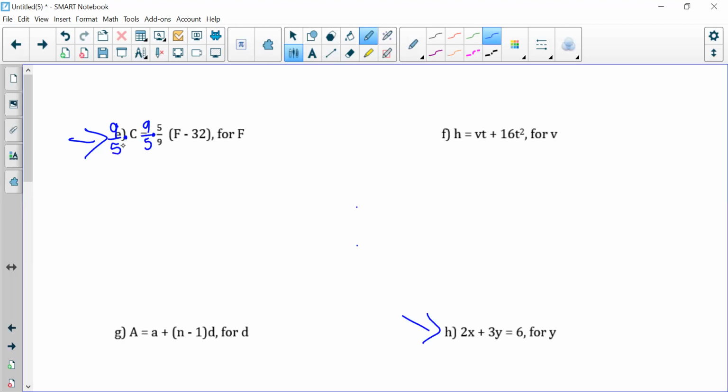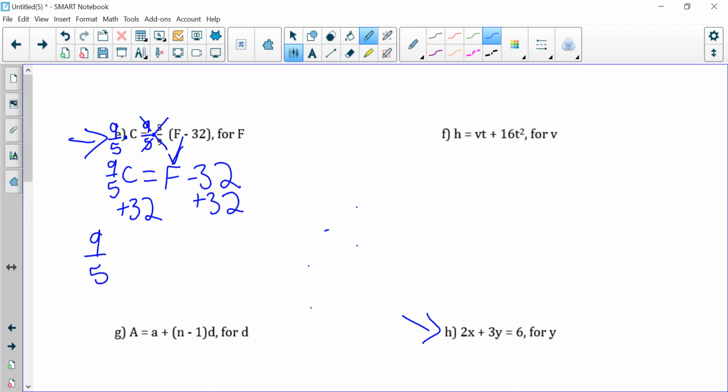Let me show you how this works. Remember, top and the bottom of a fraction, if they're the same, cancel out. And that cancels out. That leaves me with F minus 32 over here. And then 9/5 times C just gives me 9/5 C over here. All right, I want F by itself. That means I got to get rid of this negative 32. So we do the inverse, which is addition. So we add 32 to both sides. So I get 9/5 C plus 32 equals F.